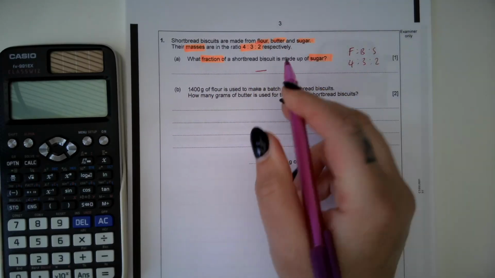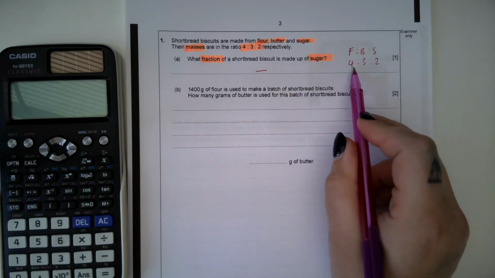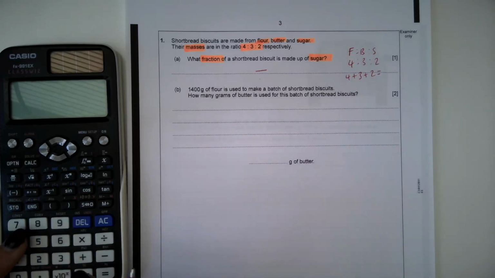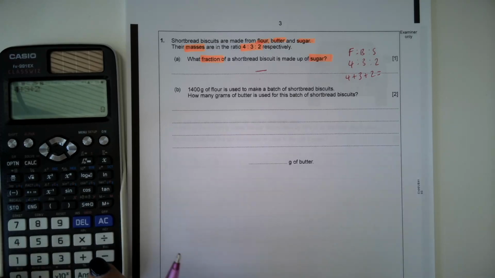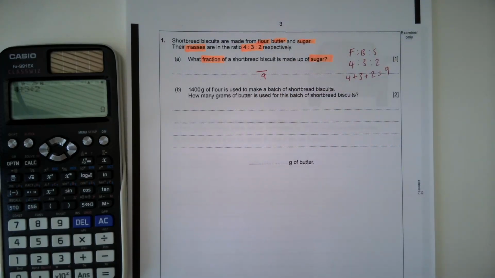So our fraction on the denominator on the bottom, that's going to be the total parts in the ratio. So we have 4 plus 3 plus 2. Calculator paper, we don't need to struggle with anything or overload our brain. 4 plus 3 plus 2 is 9. So there are 9 parts in total in this ratio.